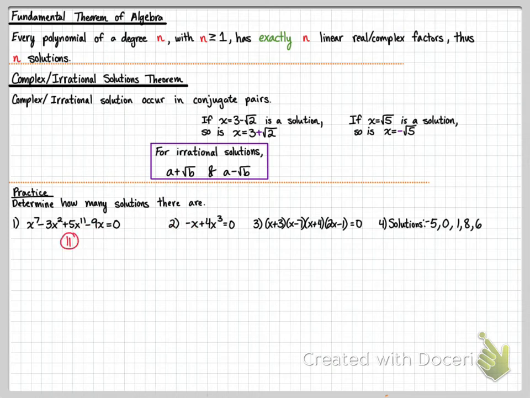Okay, same thing here. This is negative x to the first power and then x to the third power, right? So the 3 is greatest, so that's how many solutions there's going to be.